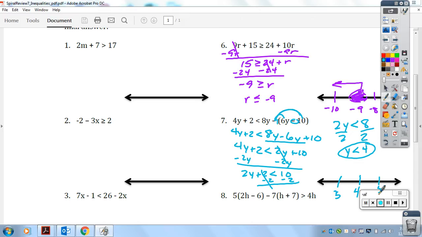So 4, 3, and 5. Open circle. Y is on the small side, so I shade to the left.